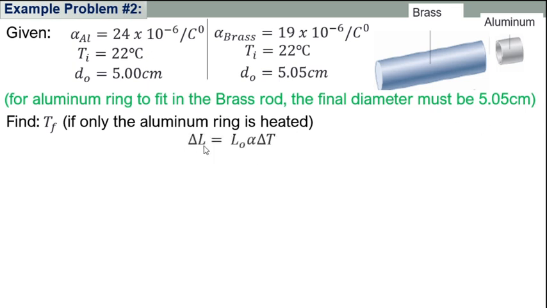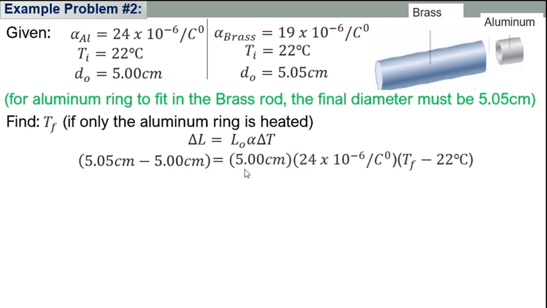Using the equation, delta L is equal to L sub O alpha delta T, and by substitution, delta L is the change in the dimension for the aluminum ring. For this case, this is the change in the diameter, which is 5.05 cm minus 5 cm, where 5 cm is the initial dimension of the aluminum ring, times its alpha, times the change in temperature, which is T sub F minus 22 degrees Celsius.